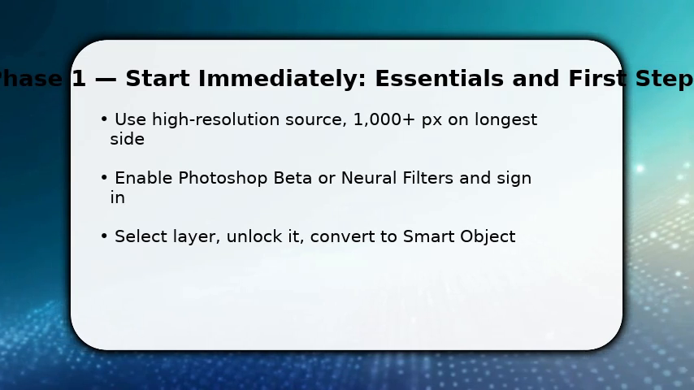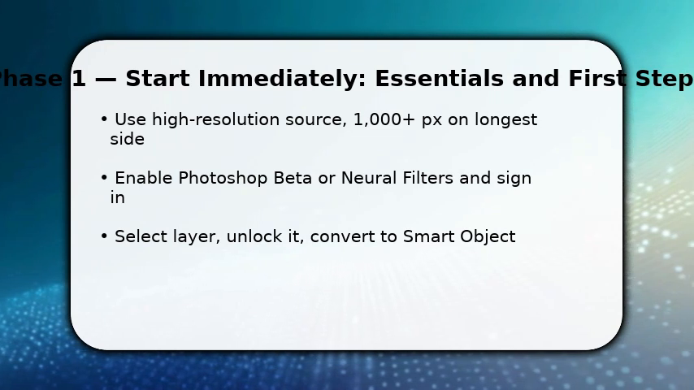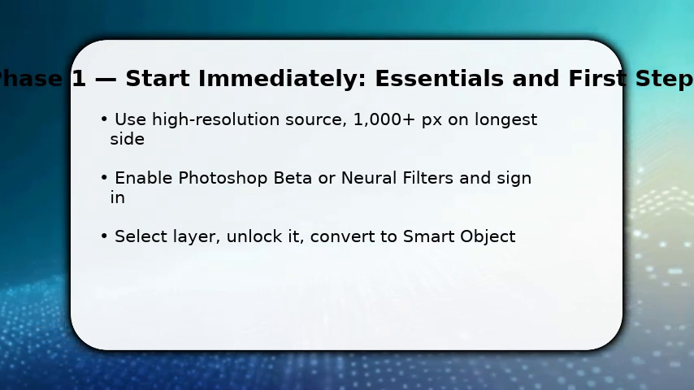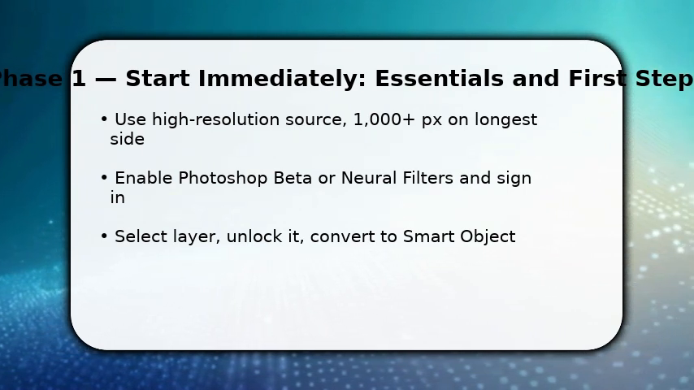Enjoy the video. You start by opening the image you will transform and unlocking the layer so edits remain reversible. Once done, convert the layer to a smart object. This preserves pixels while the generative model works.